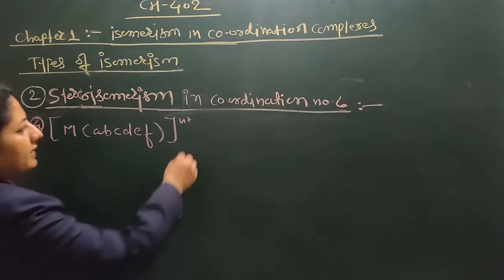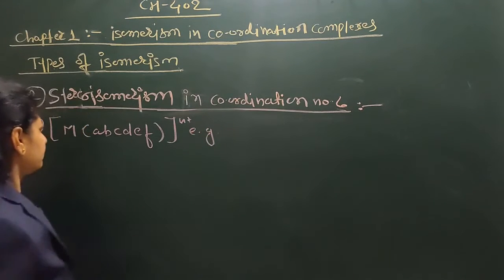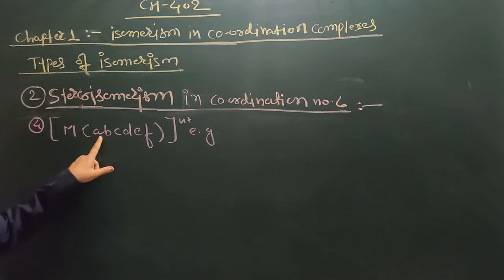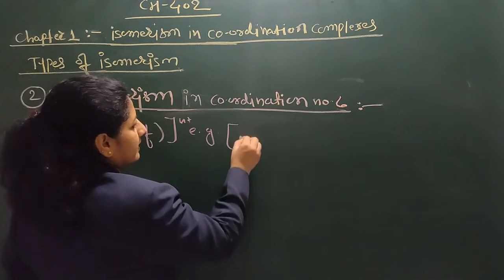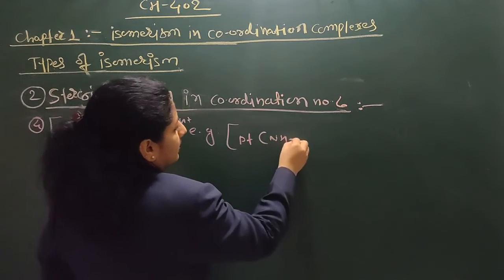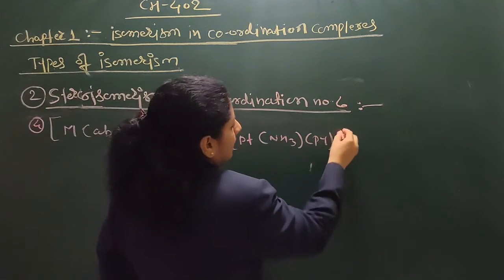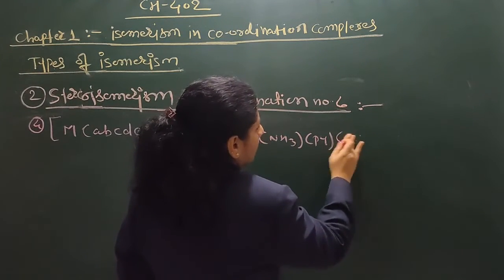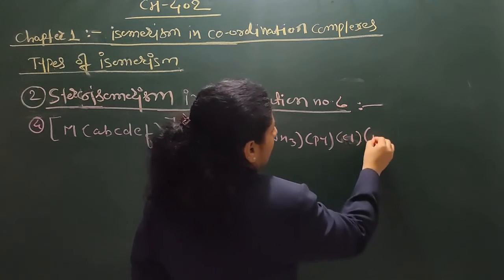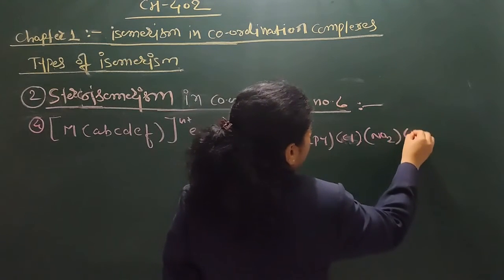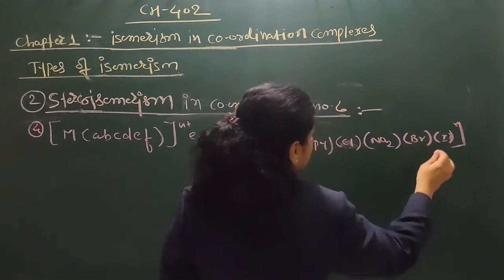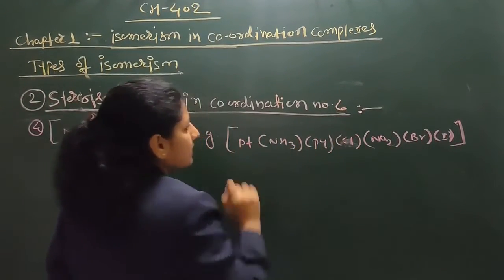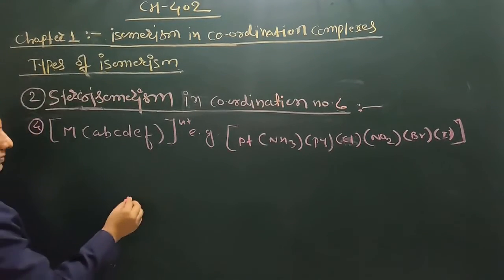This is the fourth type, and the example of that is M, a central metal atom, and there will be 6 different ligands attached to the central metal atom, that is A, B, C, D, E, F type. For example, we take NH3, pyridine, ammonia, chlorine, NO2, Br, and iodine. So there will be 6 different ligands, 1, 2, 3, 4, 5, 6.